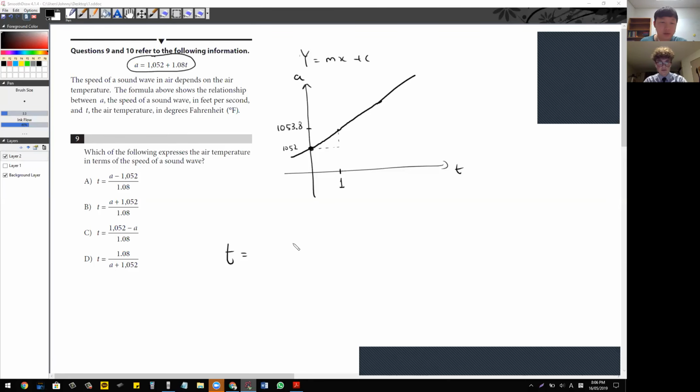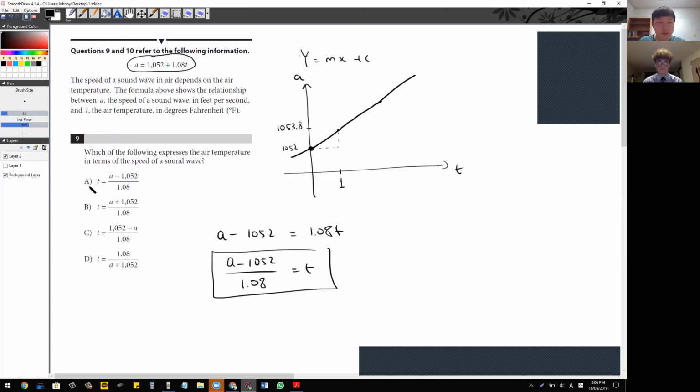So you got T. Have a look. If I move 1052 to the other side, A minus 1052, and you get 1.08 T. And divide by T, then you get A minus 1052 divided by 1.08. That's T. So that's this one here.